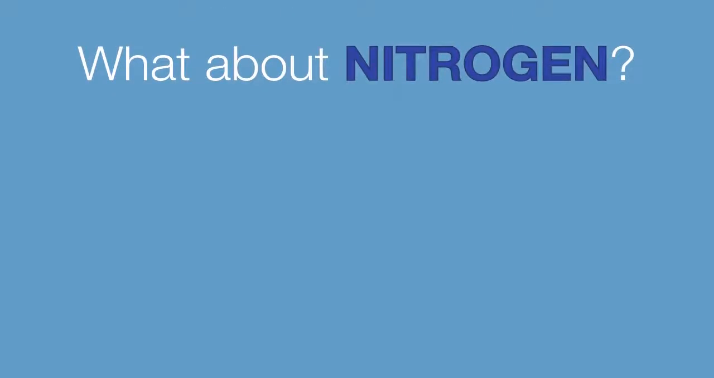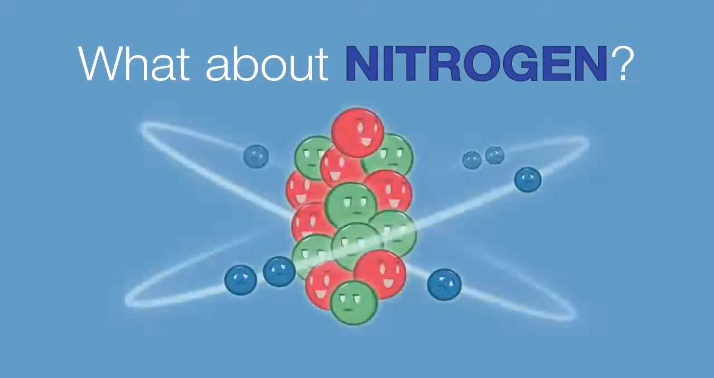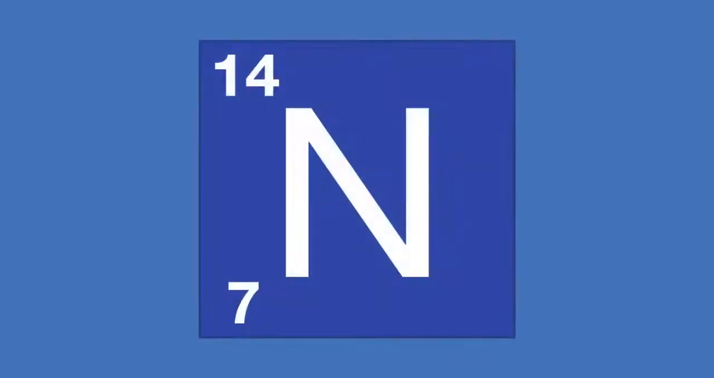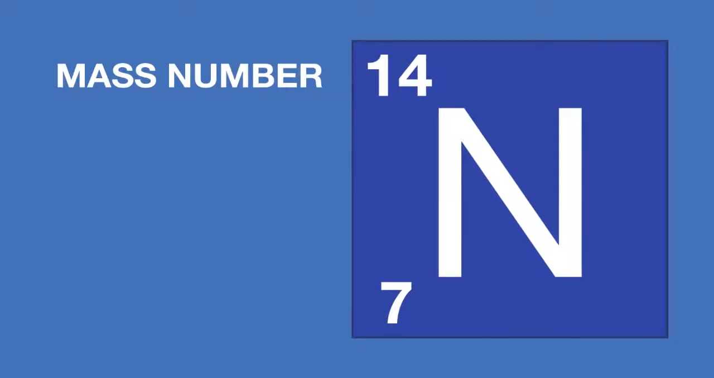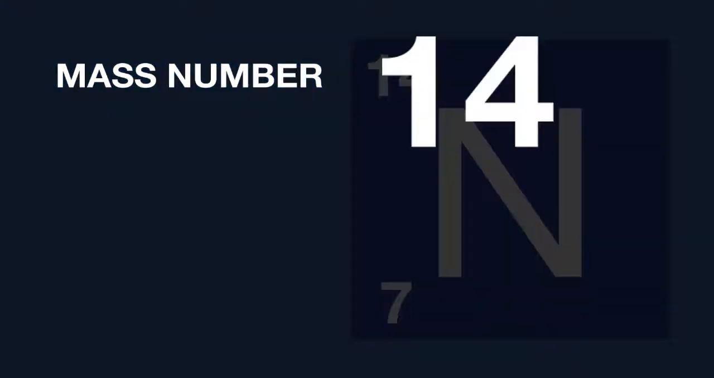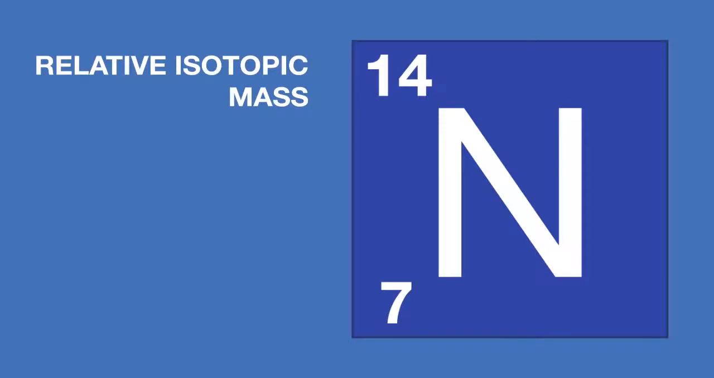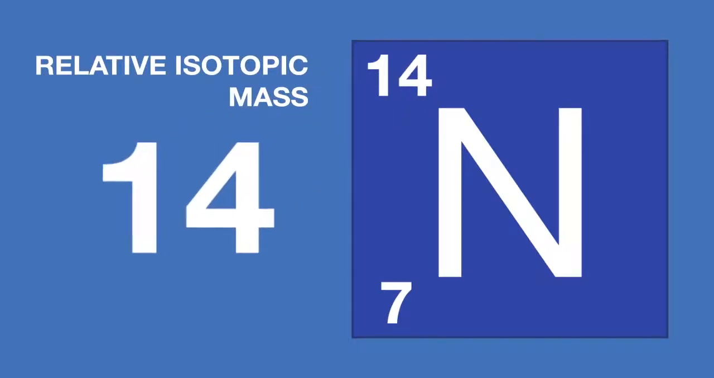Now it's your turn. What about nitrogen? Here's the atom. Now pause the video whilst you work it out. All we need to do is look up the mass number for nitrogen. It is 14, which means the relative isotopic mass of the nitrogen atom is 14.